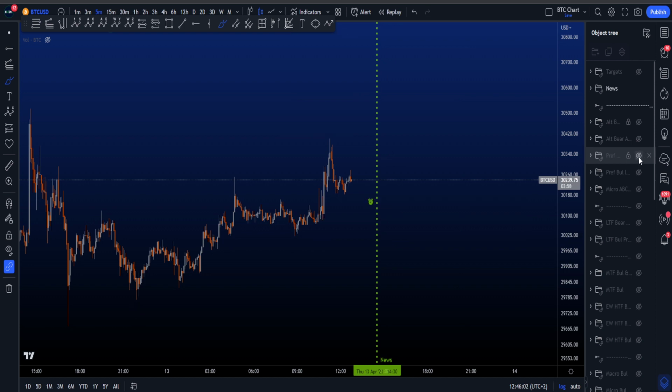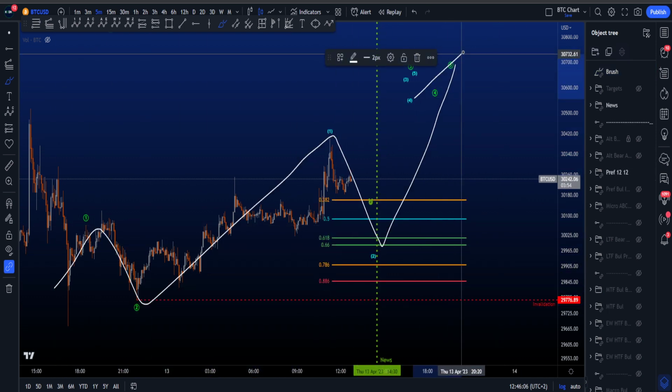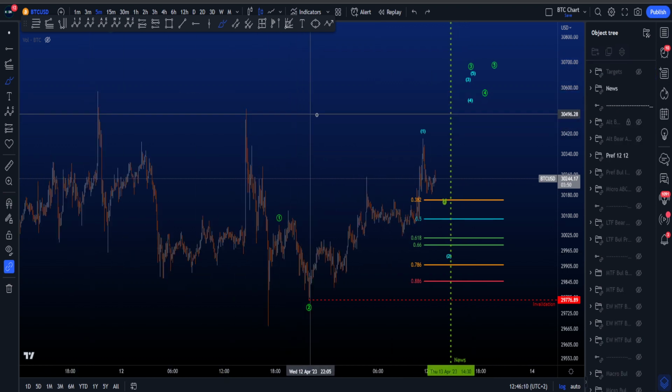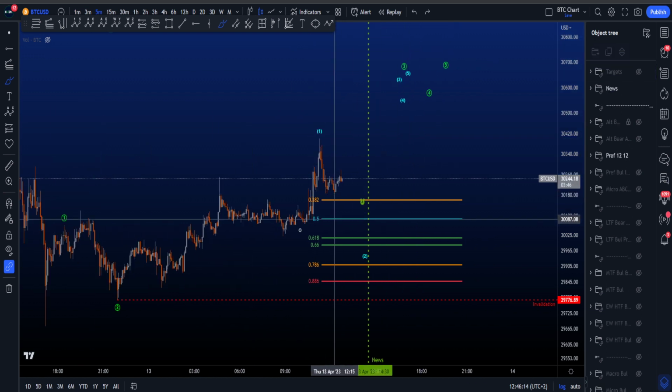If I then show you my other preferred scenario, it's basically a 1, 2, 1, 2, before then a big 3 to the upside, definitely pushing through the double top that we have and not wicking above and going to the downside, but really pushing through to much higher levels.